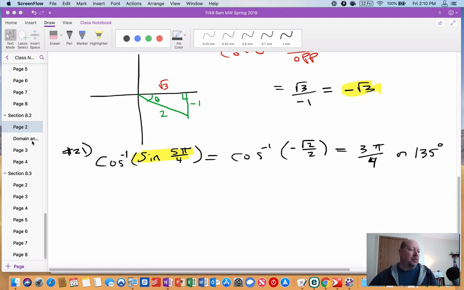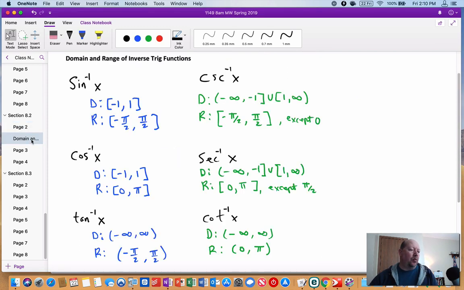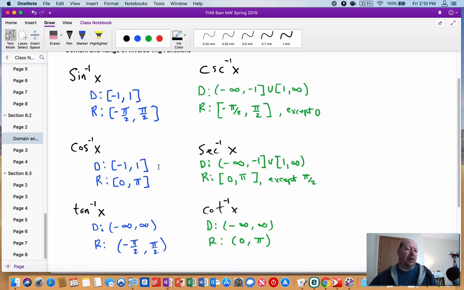Okay, so we have not yet covered how to take the inverse trig functions of inverse cosecant, inverse secant, and inverse cotangent. And here are the domain and ranges here in green of each of those. And I want you to notice a couple of things here: the similarity between the inverse sine and inverse cosine ranges.